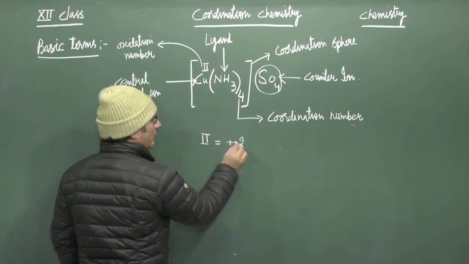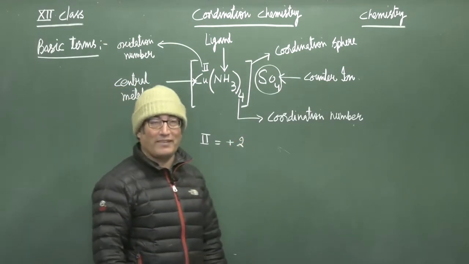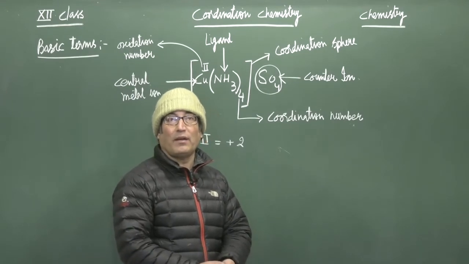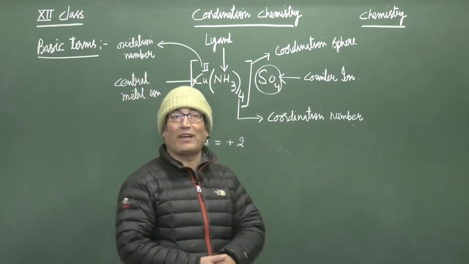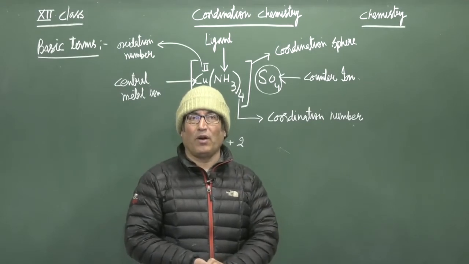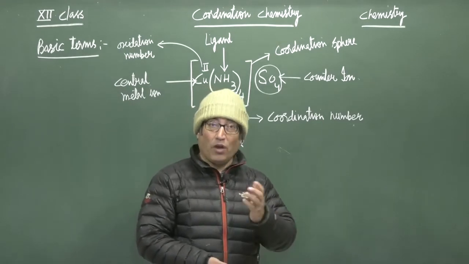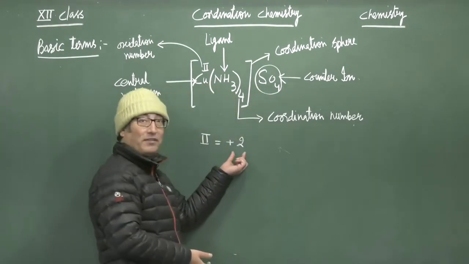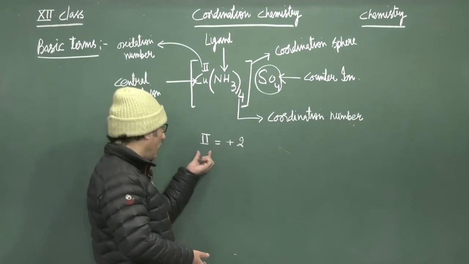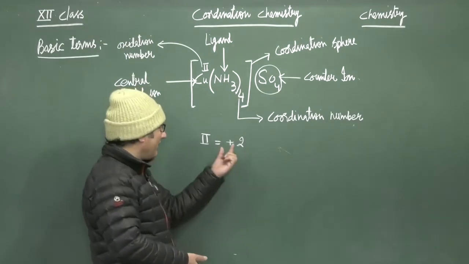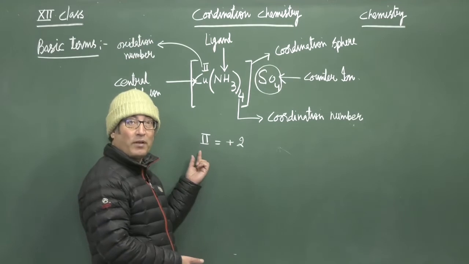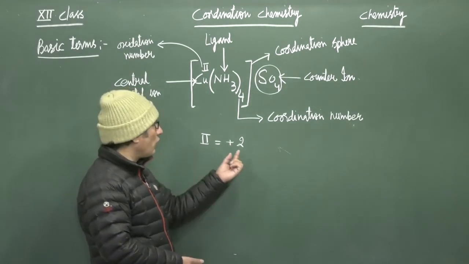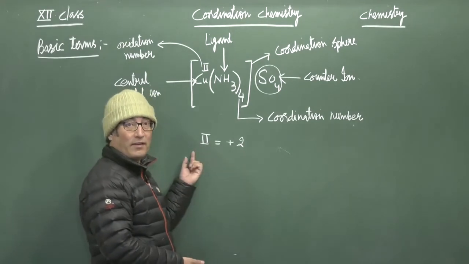In your 11th class, there's a chapter called redox reactions. There we have learned the rules, and you have used them for calculating the oxidation number of an element in a compound. If the oxidation number of an element is positive, then we can express that positive oxidation number in Roman numerals. Expressing a positive oxidation number in Roman numerals is called Stock notation. So Stock notation for the +2 oxidation state is II.